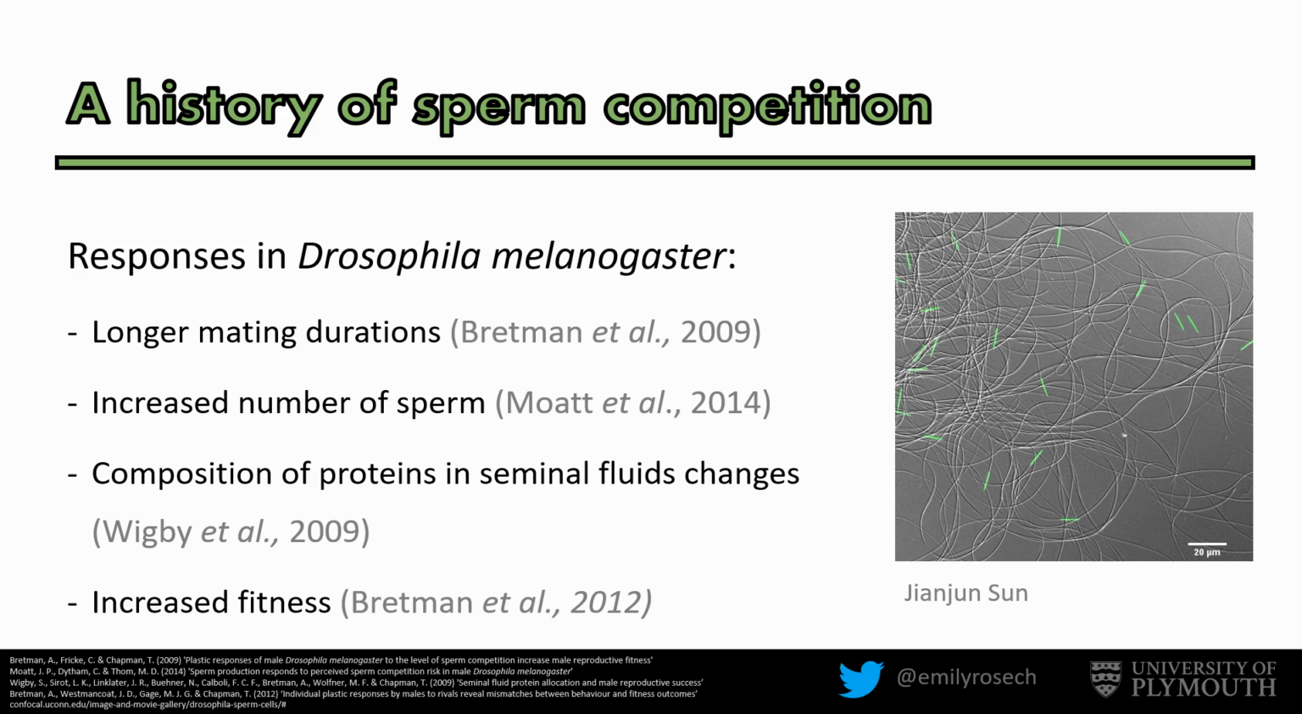Drosophila melanogaster are a popular model organism, so it is not surprising that we know a lot about their responses to varying perceived sperm competition risk. Responses found include increased mating durations, an increased number of sperm, both amount produced and amount successfully transferred to females in mating, and also a number of changes to the composition of accessory proteins found in seminal fluid, all of which lead to an increased fitness for the individual male.